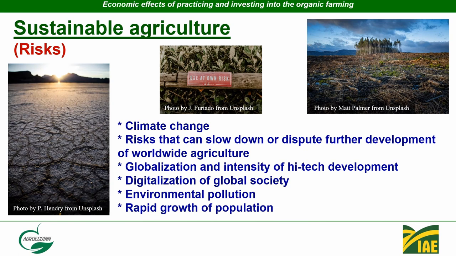Establishment of sustainability of agriculture encounters several global issues that can slow down or disturb its further development. Most important are climate change, globalization, high intensity of technological development and digitalization of global society, pressure of environmental pollution, and rapid growth of overall population. For example, climate change primarily leads to an increase in frequency and intensity of weather extremes that create complex damages to agriculture and global society.